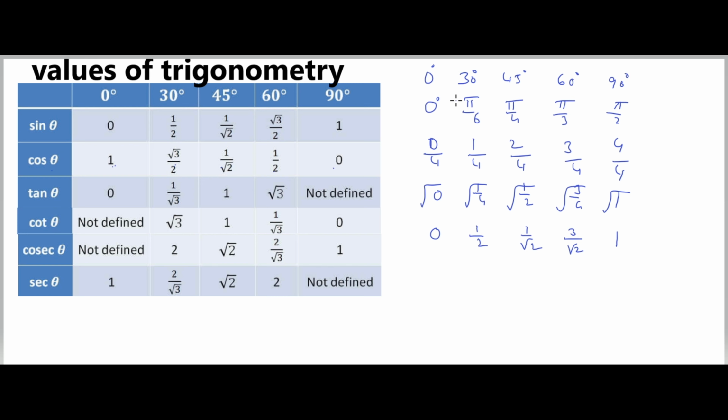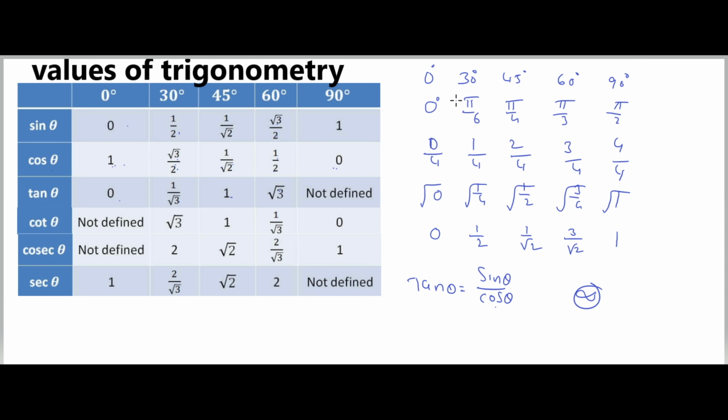Next, tan theta. Tan theta is equal to sin theta by cos theta. So sin values by cos values, that is 0 by 1, that is 0, 1 by 2 by root 3 by 2, here 2 cancel, that is 1 by root 3, 1 by root 2 by 1 by root 2, that is 1, root 3 by 2 by 1 by 2, that is root 3, 1 by 0 is not defined.